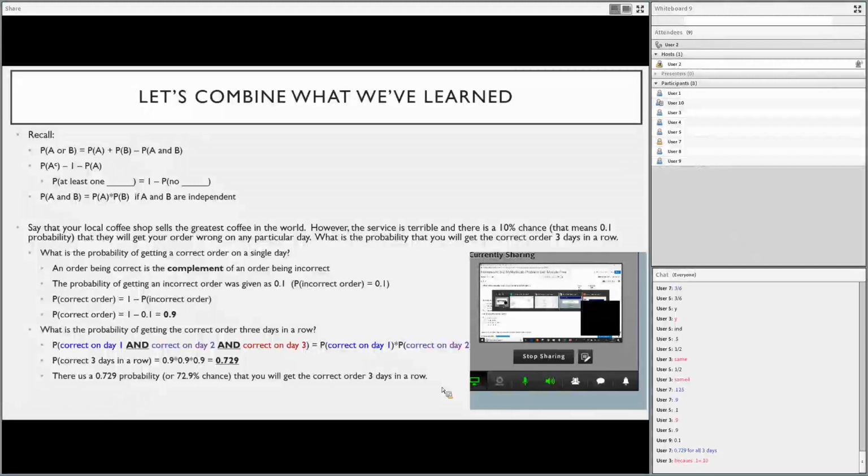So there is a 0.729 probability, or a 72.9% chance that you will get the correct order 3 days in a row.